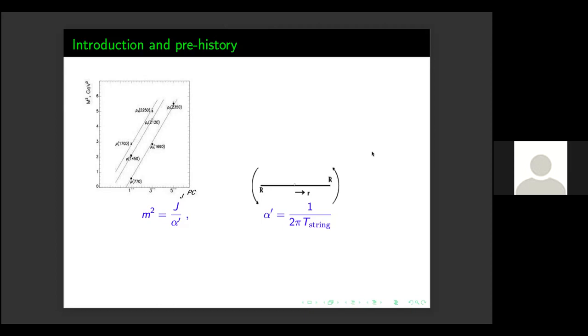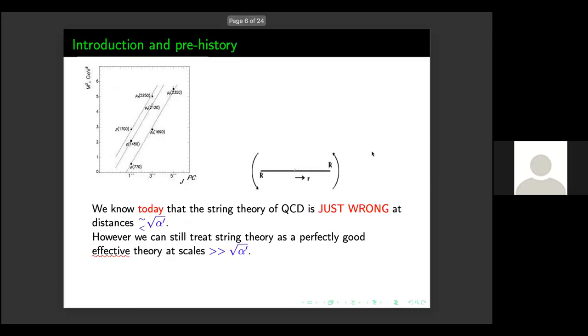So yeah, the Regge slope is alpha prime. For open strings, the mass squared is J over alpha prime. Classically, alpha prime is 1 over 2 pi times the inverse string tension. So we know today, of course, that the string theory of QCD is not really a complete description at distances much shorter than or comparable to root alpha prime.